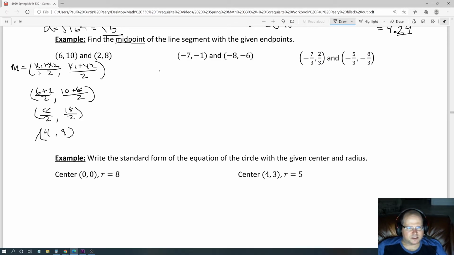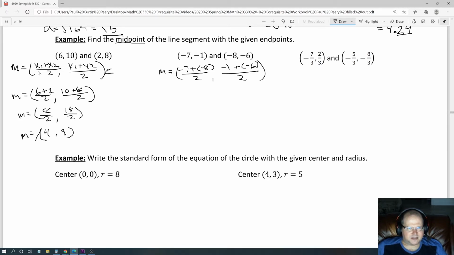Okay, so let's try the next one. So midpoint is, again, I can label this more thoroughly. Technically, you should probably be labeling this throughout the entire thing. Okay, so the midpoint in this one, we got the formula right here, so you just reference that. We're simply going to be plugging in the x values, so we say -7 plus -8 divided by 2. And then the y's are going to be -1 plus -6 divided by 2.